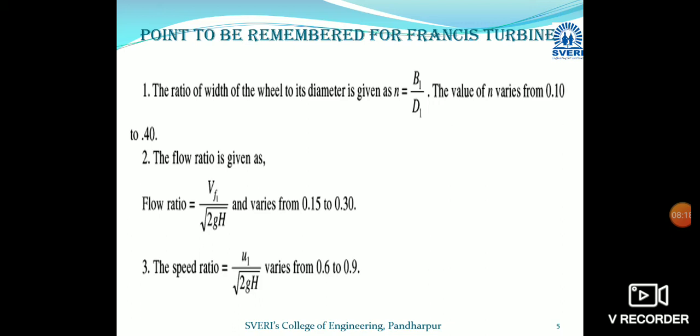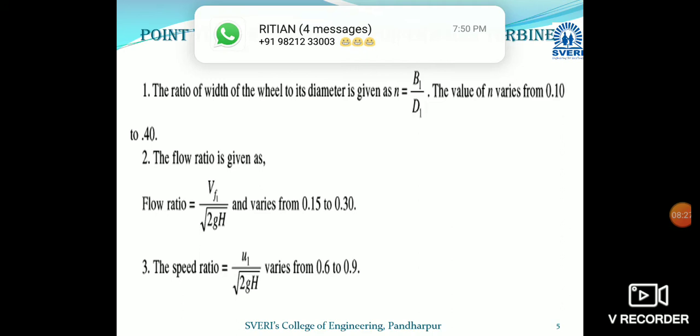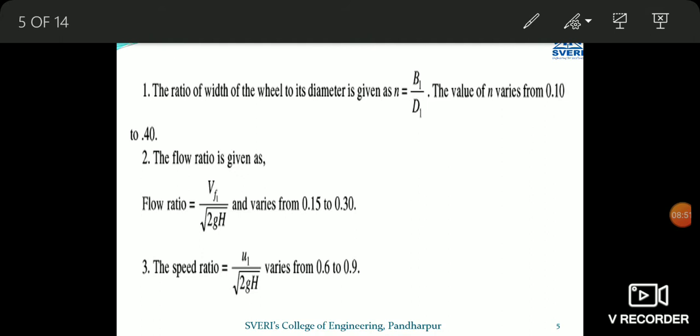So we can call it a breadth ratio, the ratio of breadth to diameter, b1 divided by d1, and the value varies from 0.1 to 0.40. Then the flow ratio is given by Cv, Vf1 divided by square root of 2gh, or Vf1 is equal to Cv into root 2gh, where Cv is the flow component coefficient of velocity, with a value of 0.15 to 0.30. Then the speed ratio phi is equal to U1 divided by square root of 2gh, and it varies from 0.6 to 0.9.